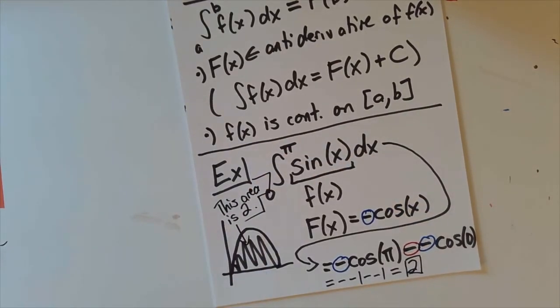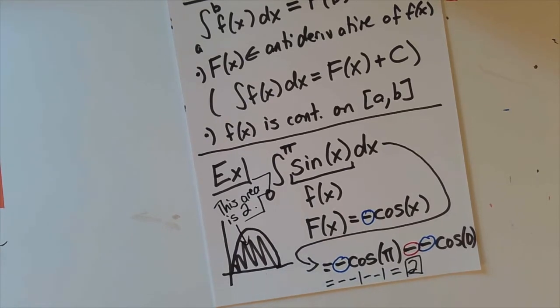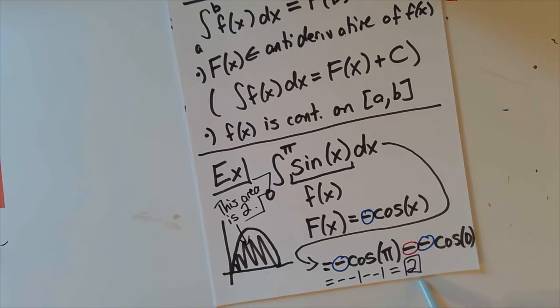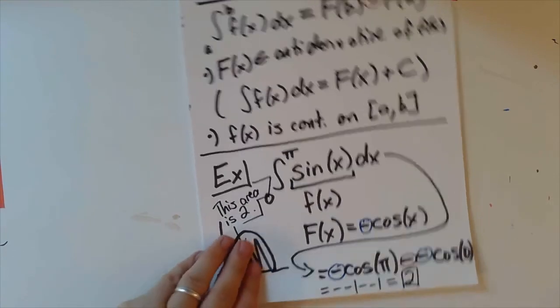Now, you might recall last week we did a video where we figured out what we could say about this area, and what we could at least say was definitely that it was between pi over 2 and pi. And, well, 2, in fact, is between pi over 2 and pi. So great.